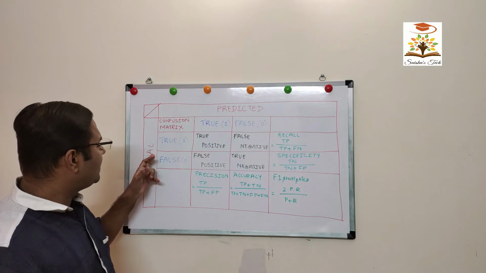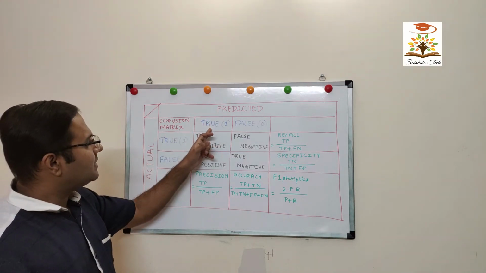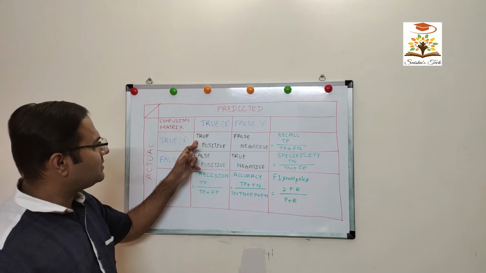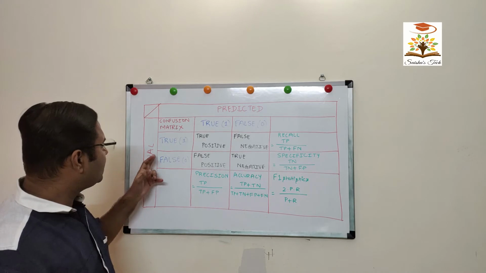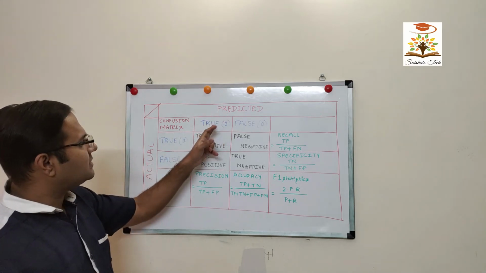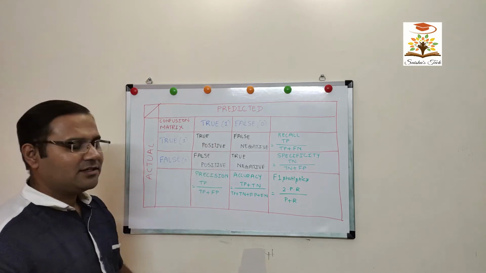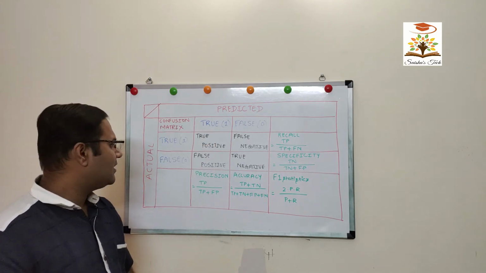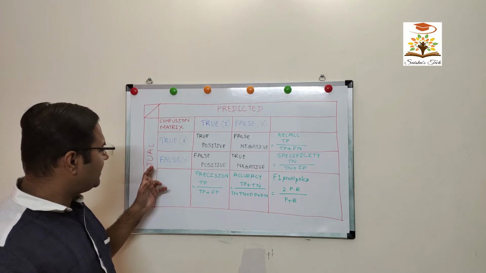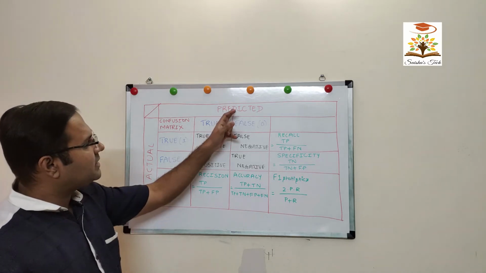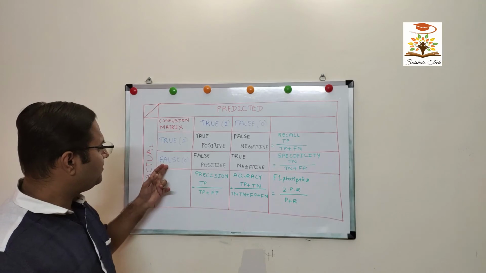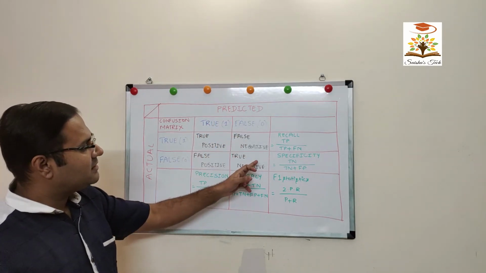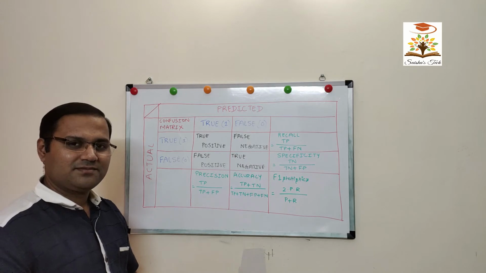When the actual is true and you predict it as true, then we call those values true positives. Which means if actually it is a sunny day and you are predicting it as sunny, then consider that as a true positive. Similarly, if actually it is false and you predict it as false, then it is called a true negative. That is, if actually it is a rainy day and you are predicting it as a rainy day, then we call it a true negative.